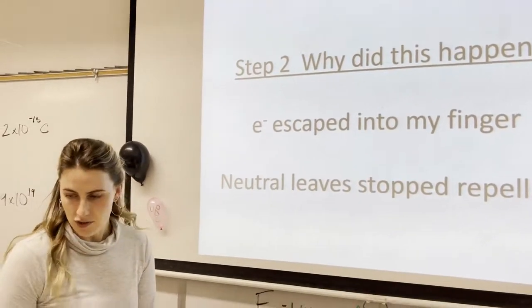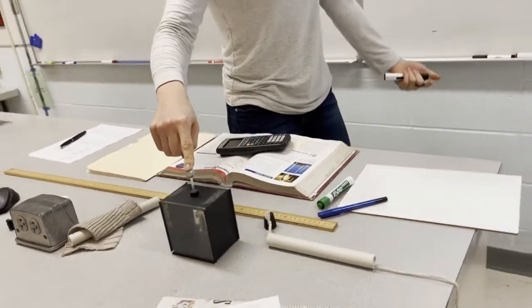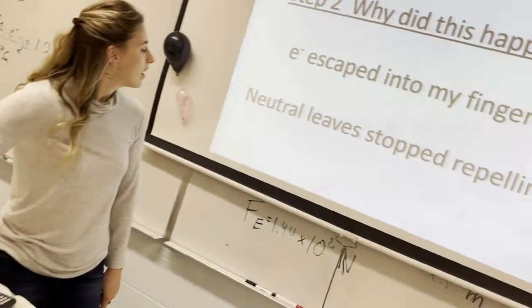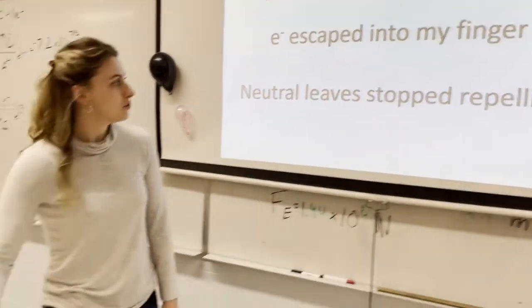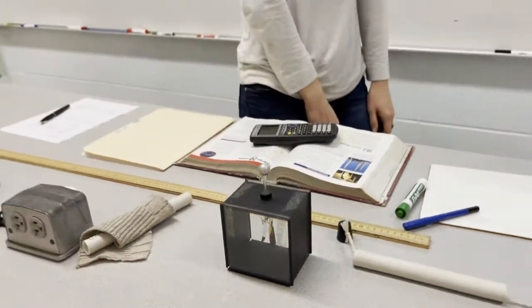Okay, so what's going on here? When I touch here, the leaves collapse. What is going on? The electrons are escaping into my finger, and then eventually go to the ground. The leaves are now neutral, so they stop repelling each other. Gravity just causes them to hang down.